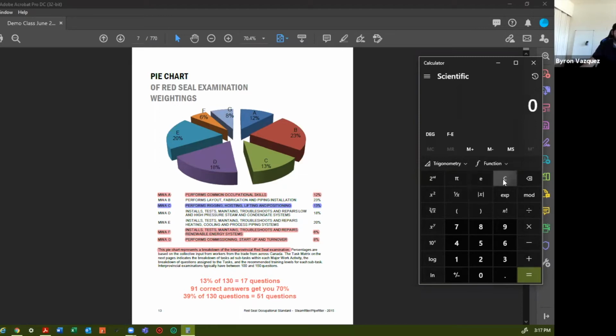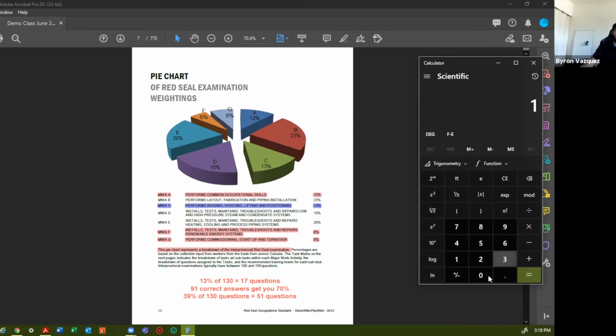Now, my goal is to get you your Red Seal designation. And so this is how I plan on doing that. First, we're going to start with the low hanging fruit, which, as you can see, are these 4 major work activities, which total equate to 39%.